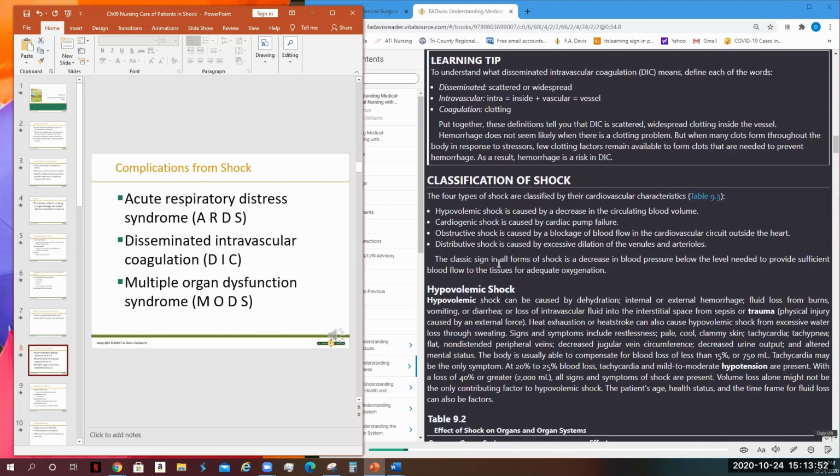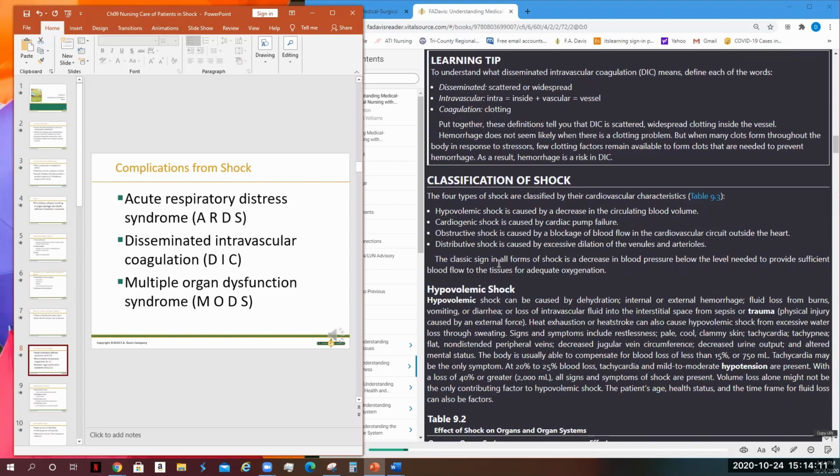Learning tip: To understand what disseminated intravascular coagulation means, define each of the words. So disseminated means something that is scattered or widespread.